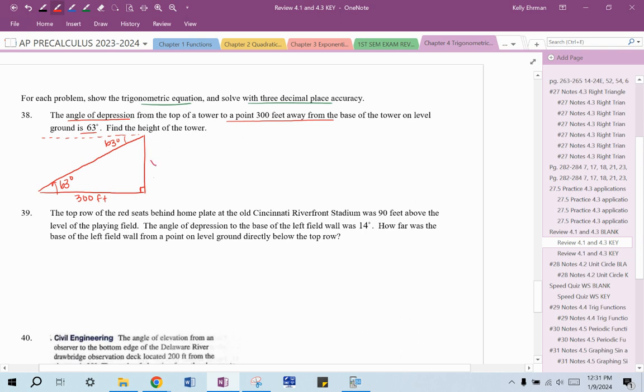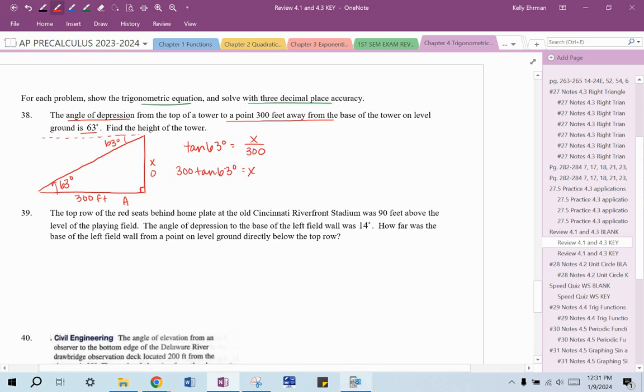Find the height of the tower. Let's call that x. Because I have opposite and adjacent, I need to use tangent. Tangent of 63 degrees is equal to x over 300. Multiply by 300 to solve for x.